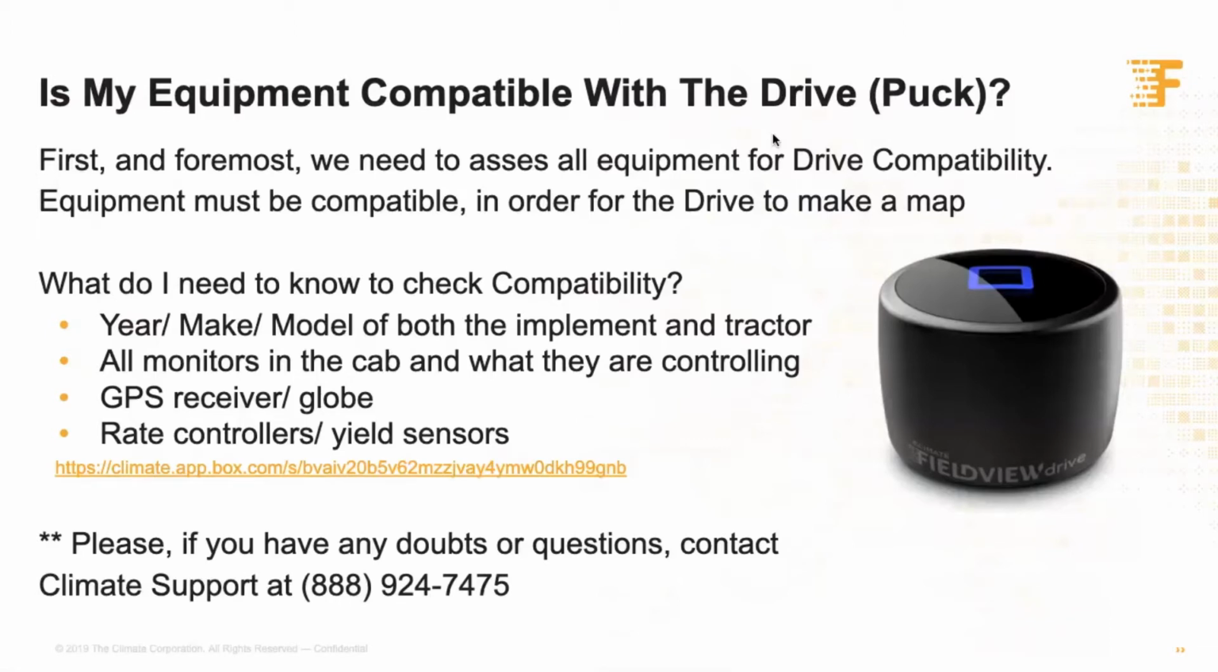GPS receivers or globes or antennas or bubbles or whatever you want to call them, we need to know what those are as well. That changes from one model to the next. That can determine how that signal comes across on CAN, and that's how our drive reads. So we need to know what those are to make sure those are compatible. And then last but not least, the actual rate controllers that are on the implement or the yield sensors on that combine, whatever that sensor or controller is that's actually sensing the product moving or controlling the product, we need to know what those are too. Just like the receiver, they'll give off a different signal, and we need to know which ones we're looking at so we can pick them up on that drive.